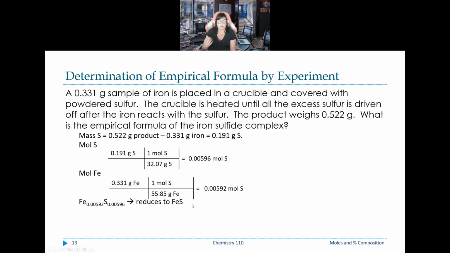Okay, so it's the same process that we talked about before, but now instead of assuming what our masses were, we're actually finding data to show us what it was. This is my iron information, and the difference between the product and the iron is the sulfur. Okay, because it's the only thing new that I've introduced. All right.